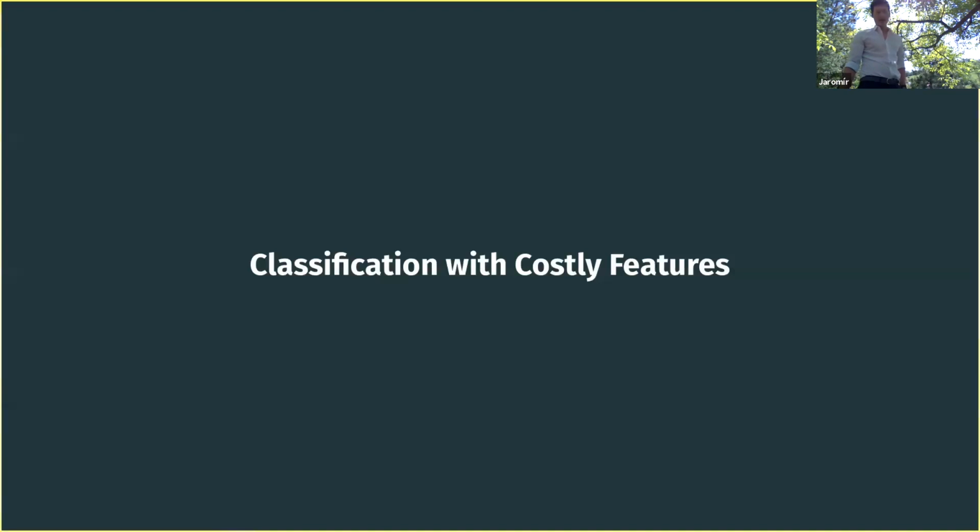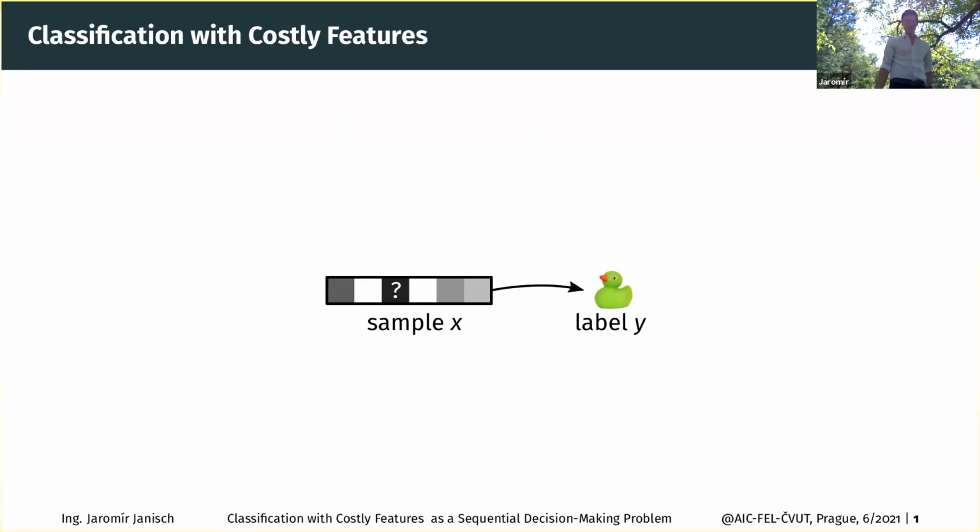Classification with costly features is a simple thing. In normal classification, you have a sample and you have to assign it a label, right? Easy. But here, you actually don't know the features of the sample up front. So the objective slightly changes, because all the features have an associated cost, and you can ask for them, but you have to pay the cost.